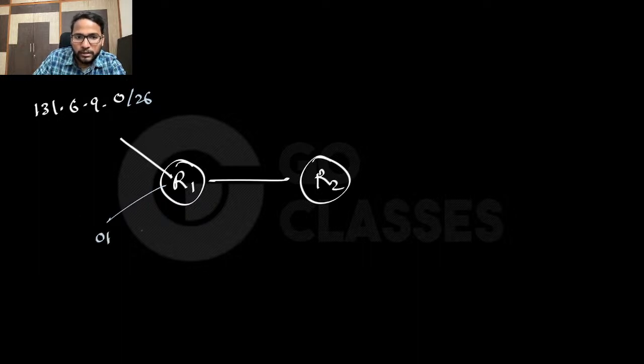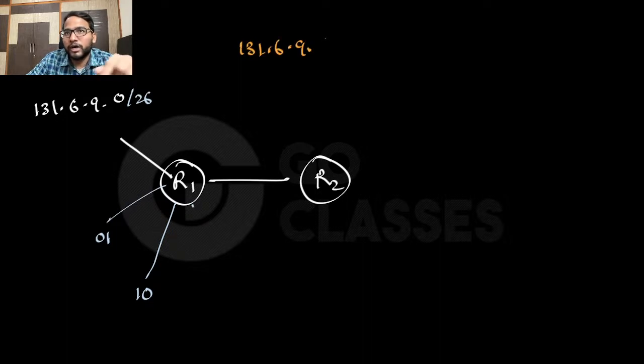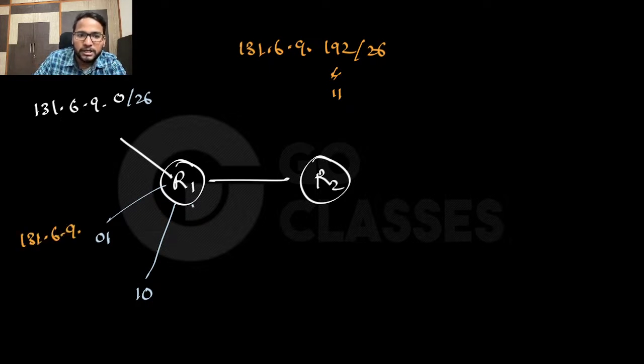So this is 00, and let's suppose this is 01, and then let's suppose this is 10, and you are missing the last subnet, which is 11. 11 is not here. In fact, 11 is not anywhere in the world, which means this particular set of IP addresses, 131.6.9.11, means 128 plus 64, which is 192, right? So anyway, I write 192/26, but you understood that it is actually 11, right? Suppose 11 does not even exist physically in the universe, and everything is /26.